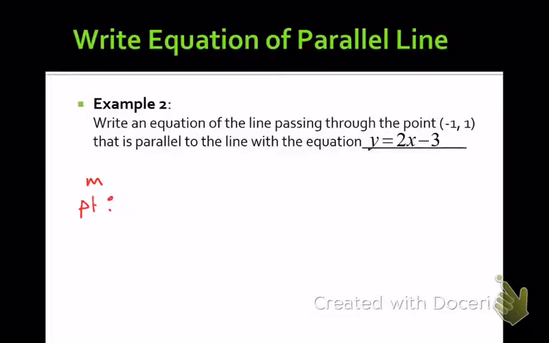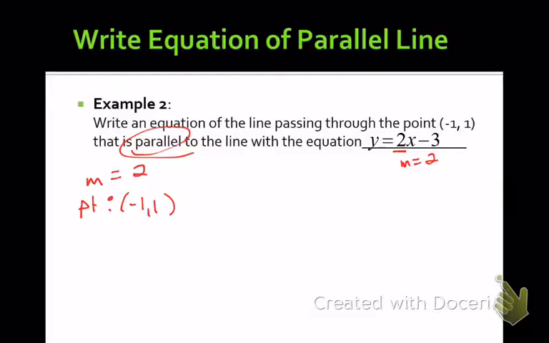Okay? A point on our line is the point that this line goes through, which is negative 1 comma 1. And we need to find out what our slope is. Well, the slope of this line is 2. And since our line is parallel to that line, then from last time we know that our line's going to have the same slope, 2. Okay?